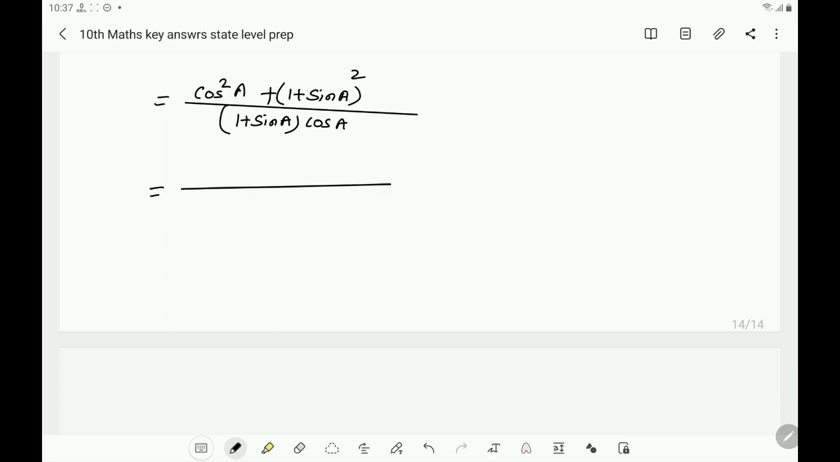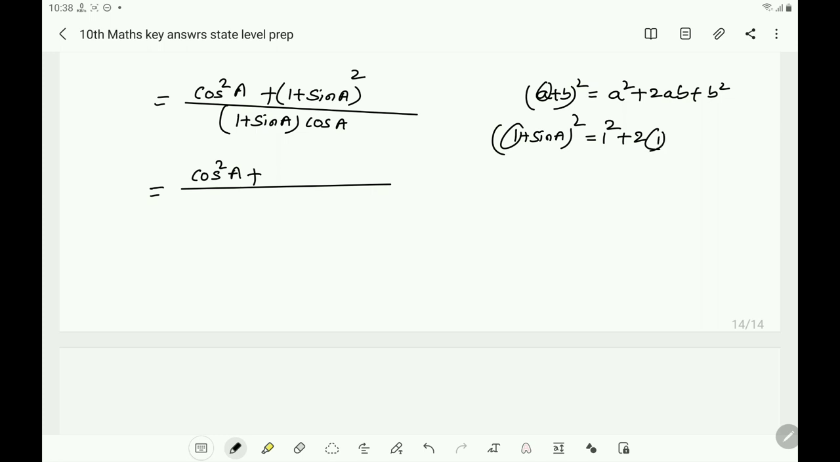Equals, write cos square A as it is, cos square A plus write the expansion of 1 plus sin A whole square. Here you use the identity A plus B whole square. You know that A plus B whole square is A square plus 2AB plus B square. Then 1 plus sin A the whole square is, in the place of A, 1 is there, it is 1 square plus 2 into A means 1, B means sin A, 2AB means 2 into 1 into sin A, plus B square is plus sin square A. So it becomes 1 plus 2 sin A plus sin square A. So the expansion of 1 plus sin A whole square is 1 plus 2 sin A plus sin square A.